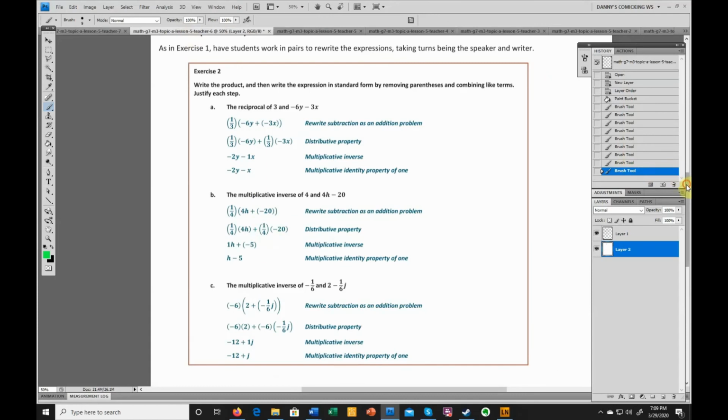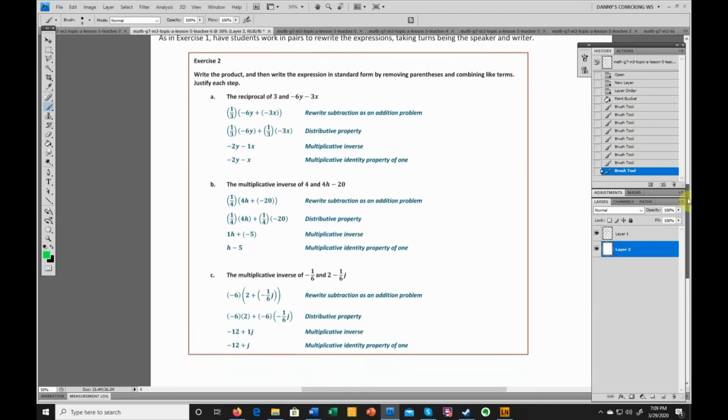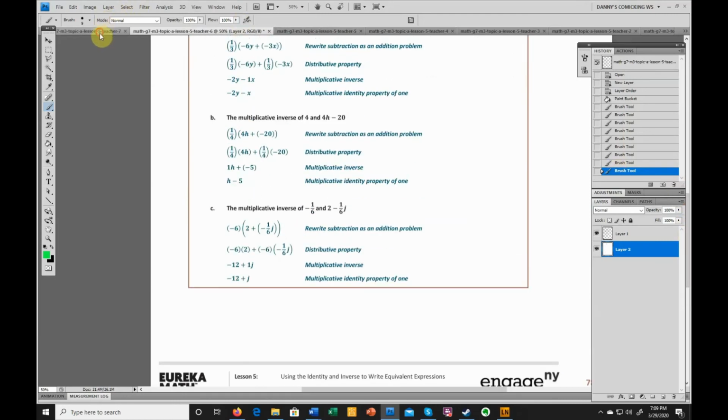This is another exercise. I'll go ahead and show you the answers here so that you can use them to study. And we're going to go ahead and close the lesson.